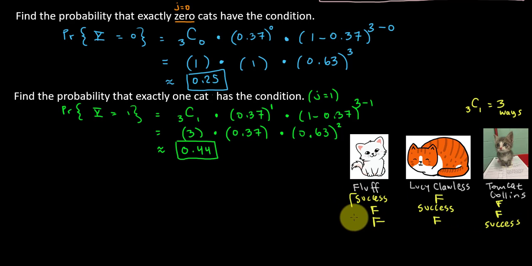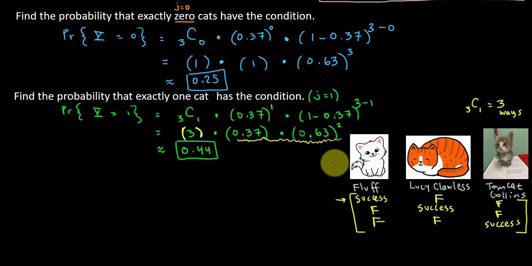So there are 3 ways that one cat could have the condition, which is why we multiply over here by 3, because 0.37 times 0.63 squared is not enough. That would be the probability that maybe just Fluff has the success, but we need to incorporate the 3 ways. That's what that combination is all about.